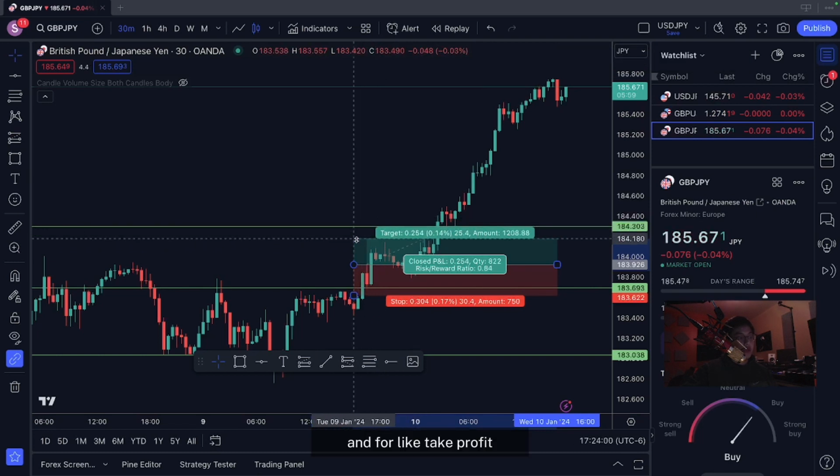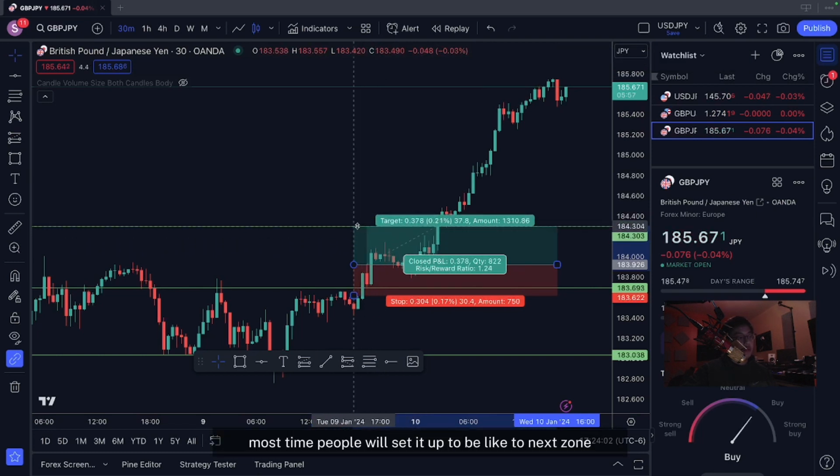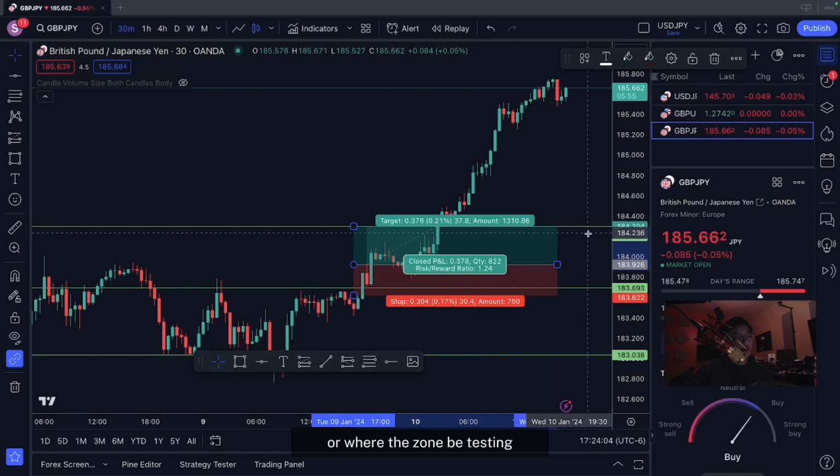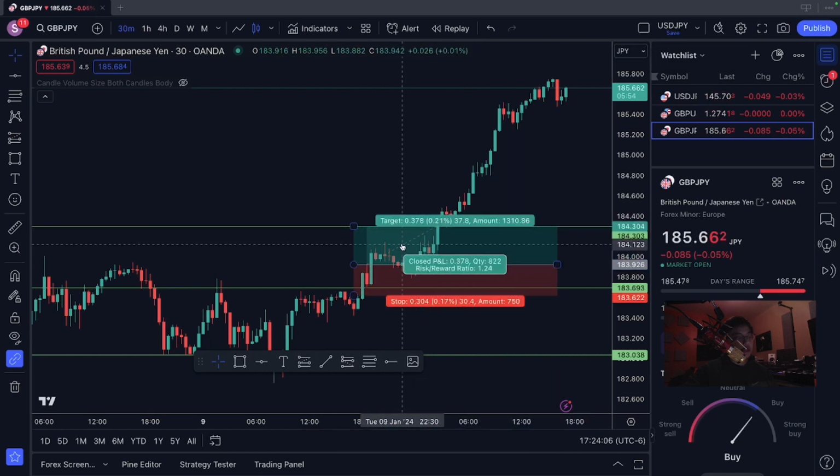And for take profit, most of the time people will set it to the next zone, or where the zone would be testing. So right here.